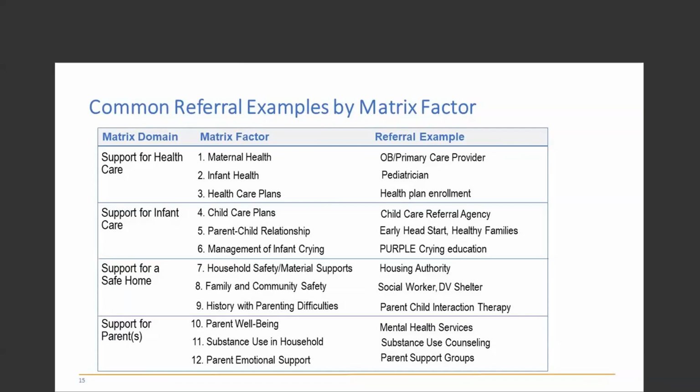So what you see under support for healthcare, I'll just call them out. If the mother needs a postpartum visit and just needs to get connected, then the referral will be made, with assistance to get them into their primary care or OB provider. But it could also go as far as family and community safety supports in a safe home, in which that home visit leads to a social worker or a domestic violence shelter referral. So you can see that even though it's just one home visit, it can lead to a whole host of referrals. And again, it could be multiple referrals for any one of the families.